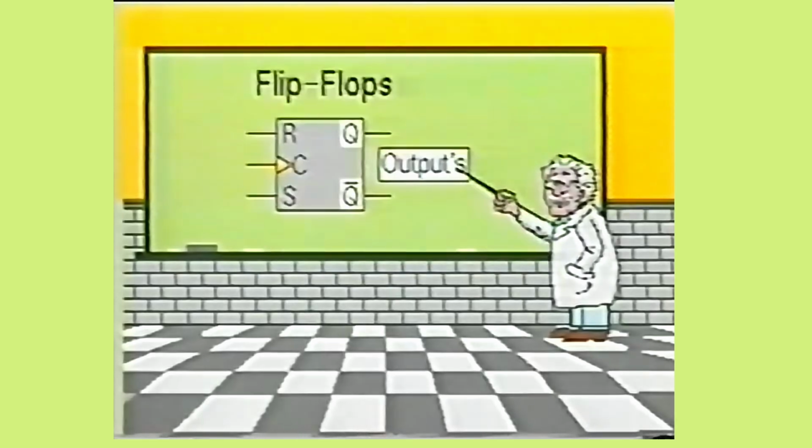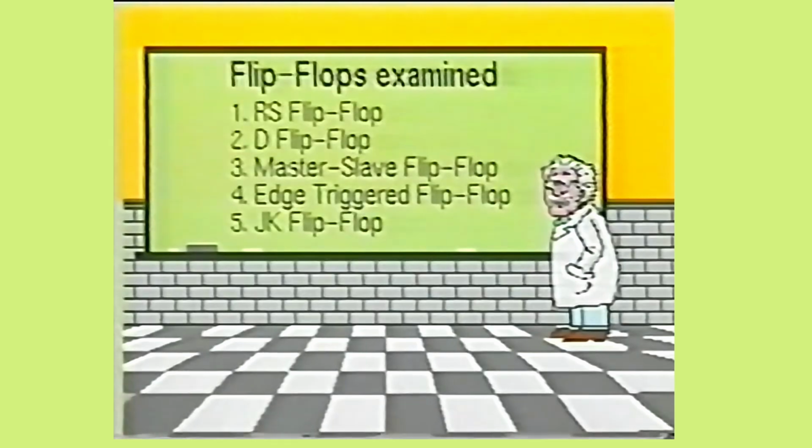We will pause for a short review of the material just discussed. The flip-flop is a digital circuit with two outputs which are labeled Q and not Q. The outputs of the flip-flop are usually opposite. In this video, you have examined the RS, D, master-slave, edge-triggered, and JK flip-flops.